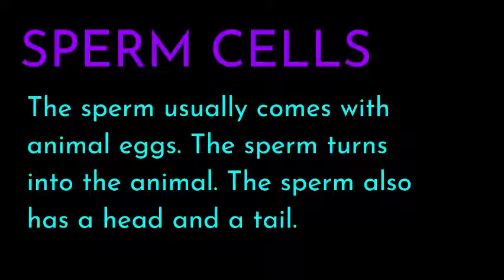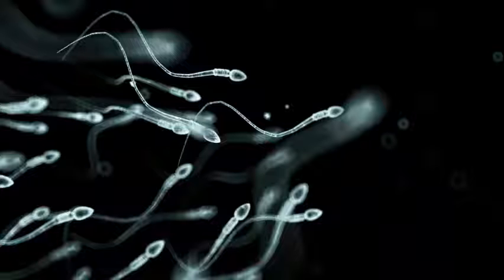Sperm cells. The sperm usually comes with animal eggs. The sperm turns into the animal. The sperm also has a head and a tail. So this is a picture of a sperm cell, and this is the head, and that's a very long tail. I mean, it's not long in reality. It's actually very, very small.